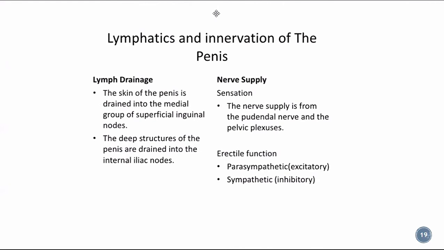Nerve supply for sensation is from the pudendal nerve and the pelvic plexuses. Now, the erectile functions are parasympathetic for excitatory functions and sympathetic for inhibitory functions. We will discuss the erectile functions a little bit more later.